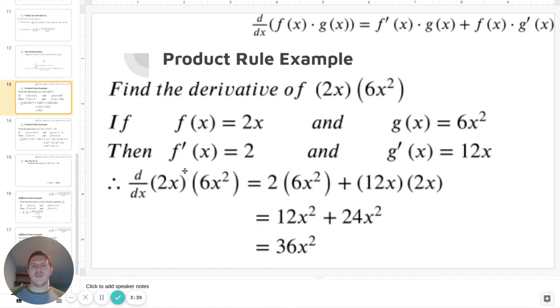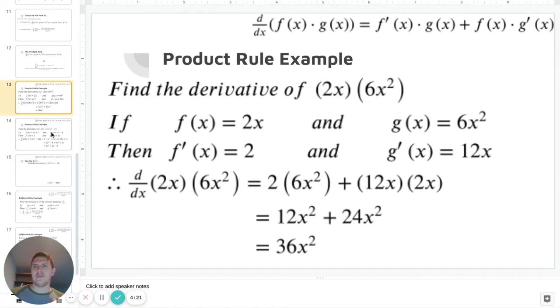So f of x becomes 2x. If I'm finding the derivative of this product here, I take the derivative of 2x, multiply it by g of x. So I look at it across this way here. So 2 times 6x squared. And then I go from this corner here, f of x, I add 12x, which is the derivative, times 2x, which gives me these two products down here. So if I multiply these together, I get 12x squared plus 24x squared. I can combine both of those because they're like terms. That gives me 36x squared for the product of these two functions here.